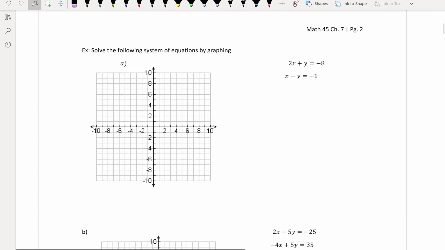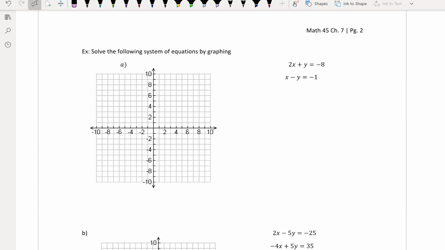Let's go ahead and go to our next example. Here we have 2x plus y is equal to negative 8 and x minus y is equal to negative 1. We want to know what happens when we graph. Yes, there are different ways of solving this system, but it specifically says to graph in order to solve. So we need to graph.